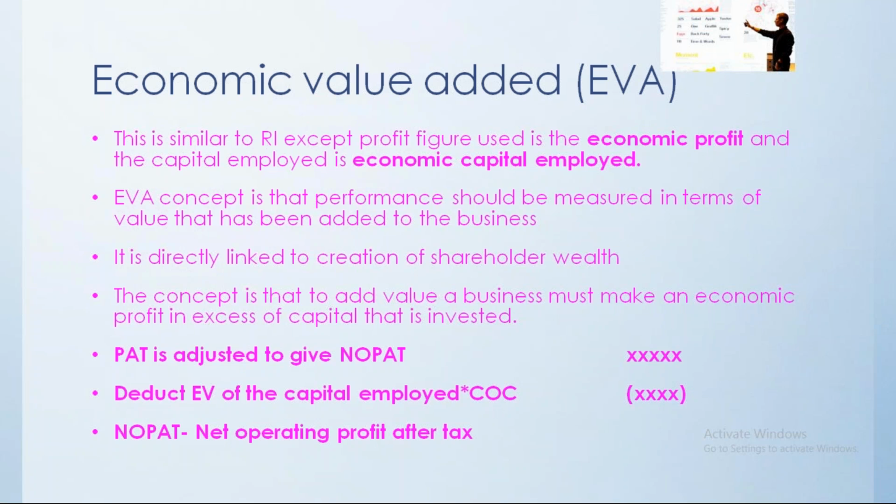Instead of taking the profit after tax, we take net operating profit after tax. We make certain adjustments to the profit, and also we take the economic value of the asset. We don't take the capital employed in the normal way. So it's an RI, a more modified RI, I would say. Net operating profit after tax is NOPAT. So this is the way we calculate economic value added.